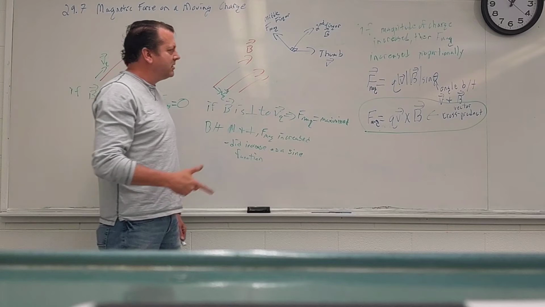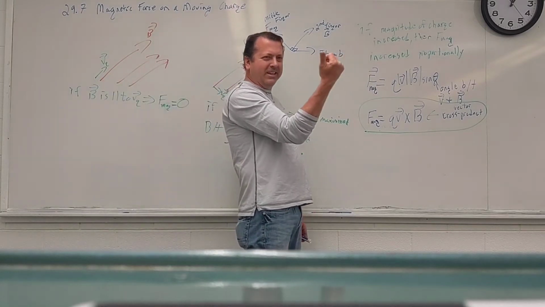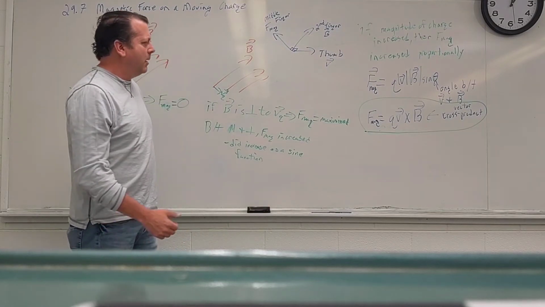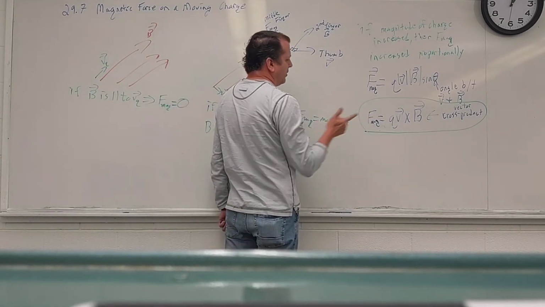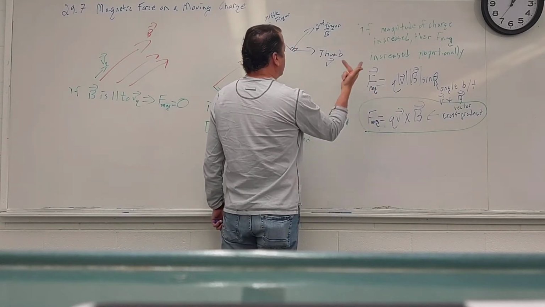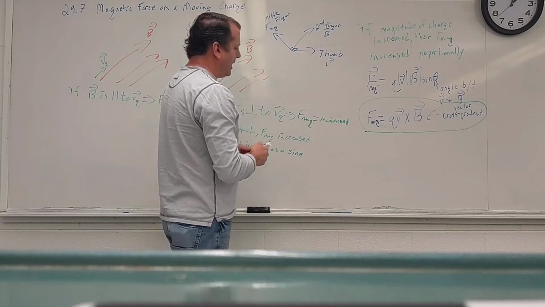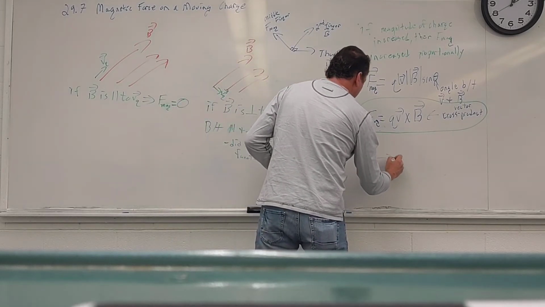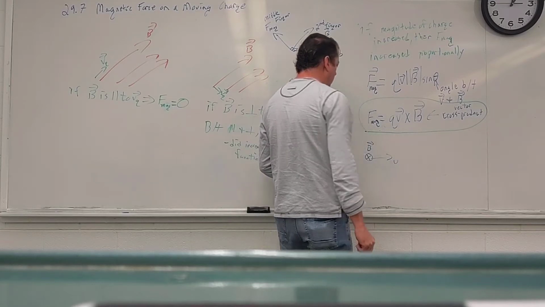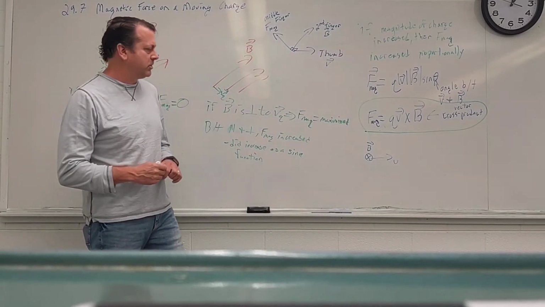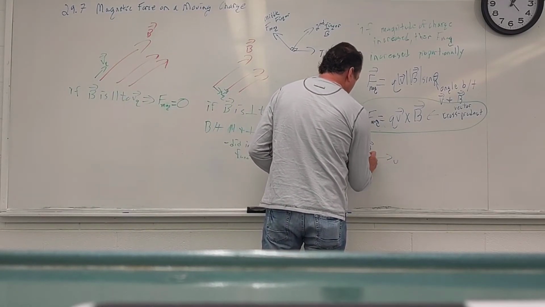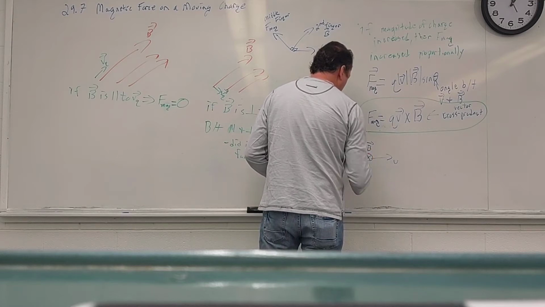You can do it like this if you want. It's called a curl, but I'm not going to introduce it like that. So let's assume a case where the velocity is in this direction and our magnetic field is into the board. What would be the direction of the force on some positive charged particle, Q?